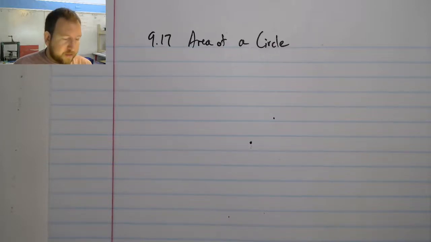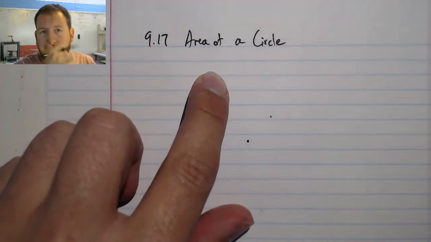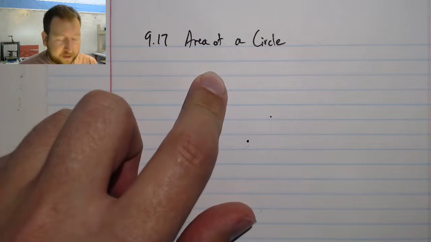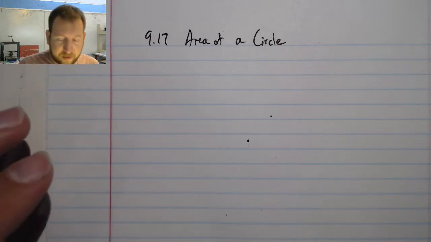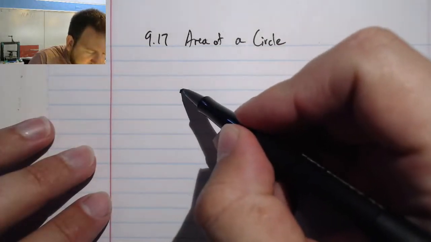All right, I want to talk about section 9.17, area of a circle. This section is going to be really, really fast, and I think a lot of you have already done these in Khan Academy, so it should not come as too big of a surprise. But the main key here is I'm going to be looking at circles.